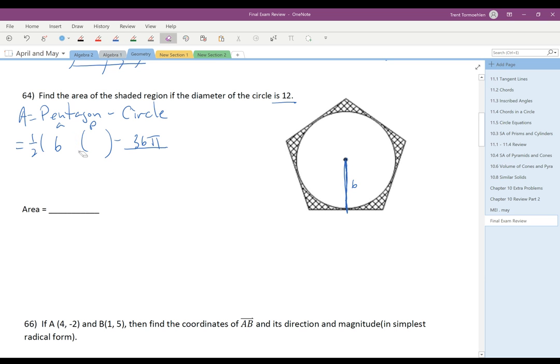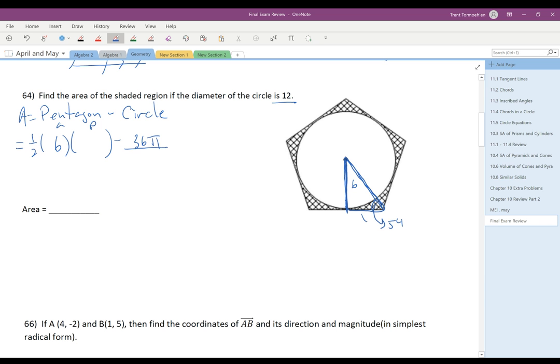So all we need to calculate here is what is the perimeter. And we find the perimeter by drawing in one of these right triangles, and then realizing that in a regular pentagon, one of the angles is 108 degrees. Remember, 180 minus 360 over n. And so that means this angle right here is 54 degrees.